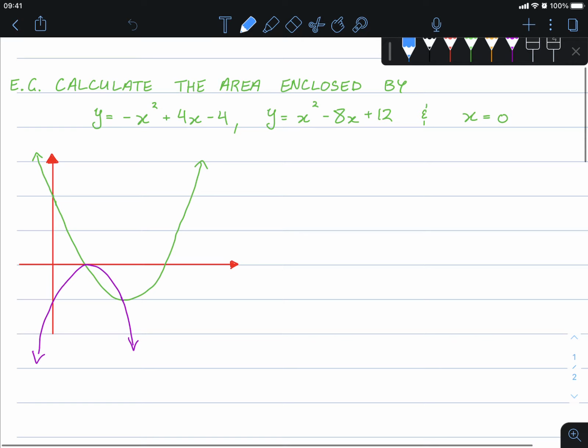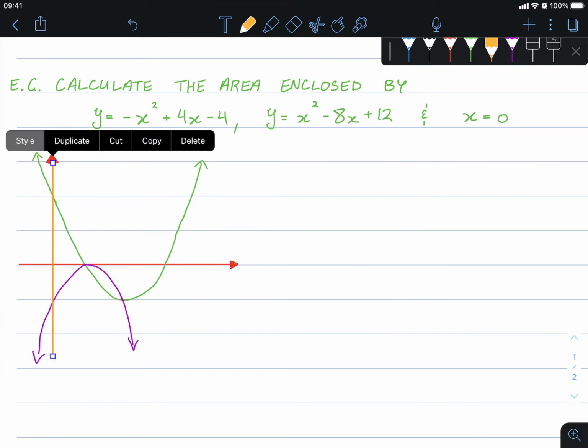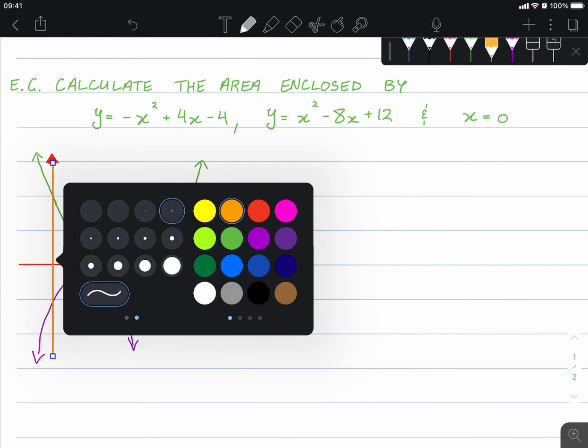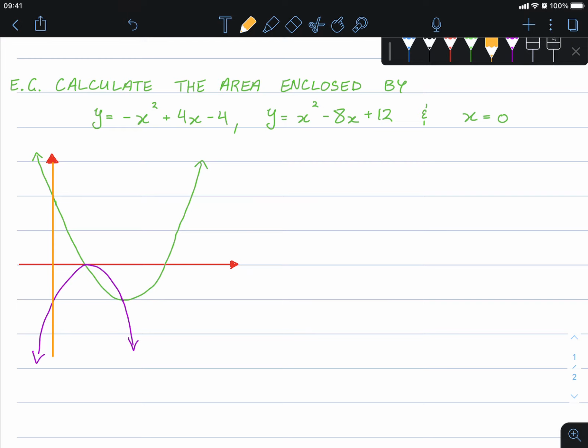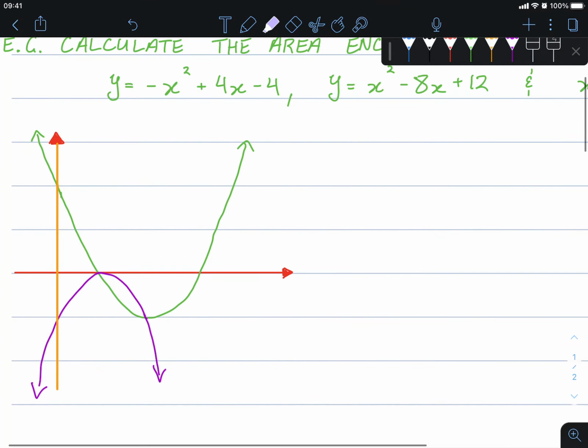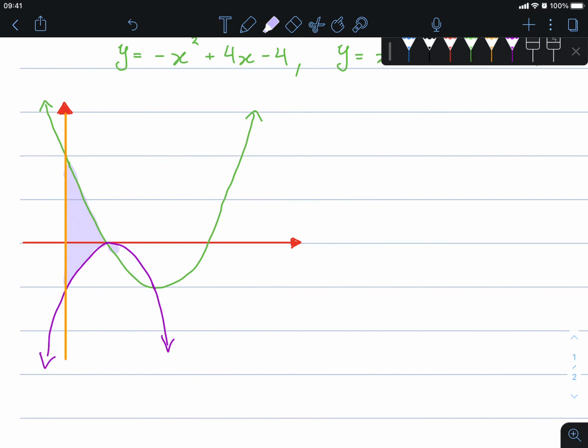In case you didn't see it, let's actually graph this line here. X equals 0 is just the line here. It's the y-axis. Let's make this a little bit thicker so you can see it. And the two functions are obviously already graphed, but the area between them, we're actually going to calculate these areas that I'm highlighting now. So this area here, that's the area between the two functions, as well as this area here.